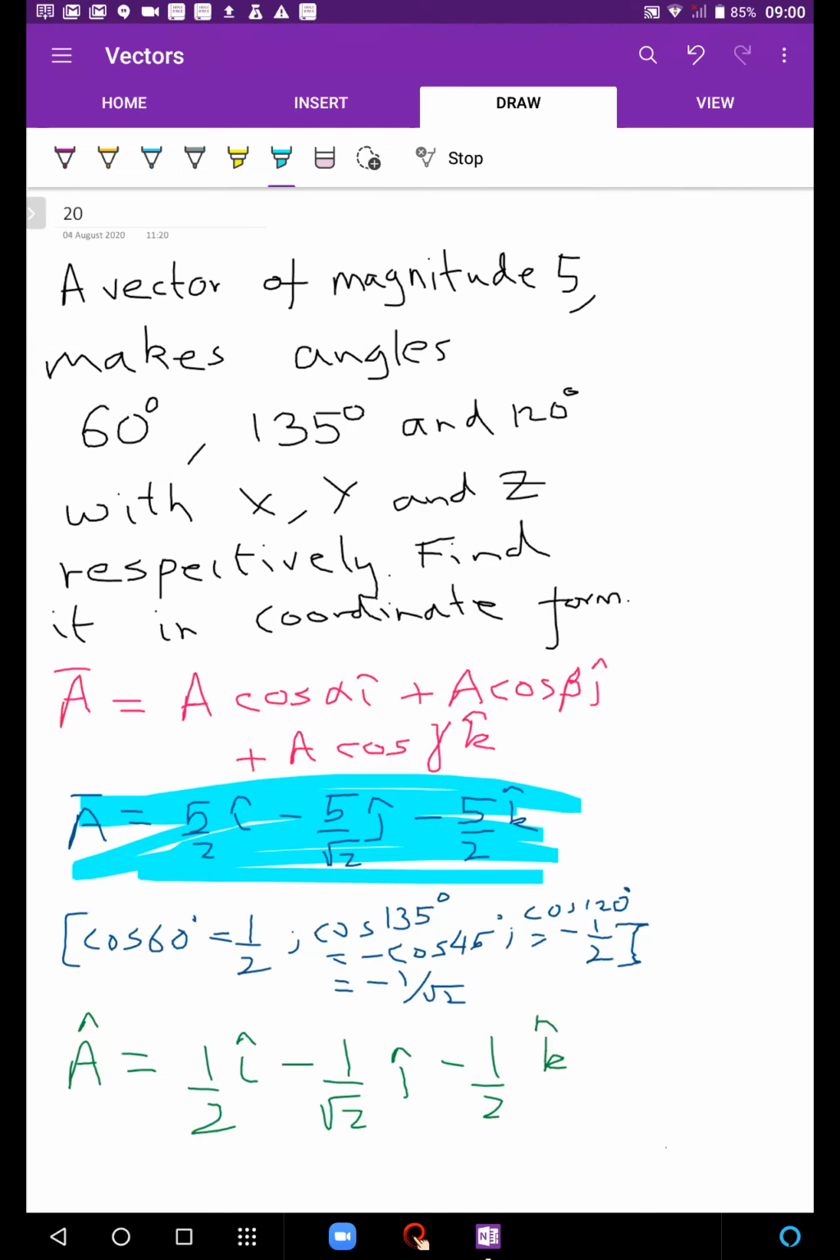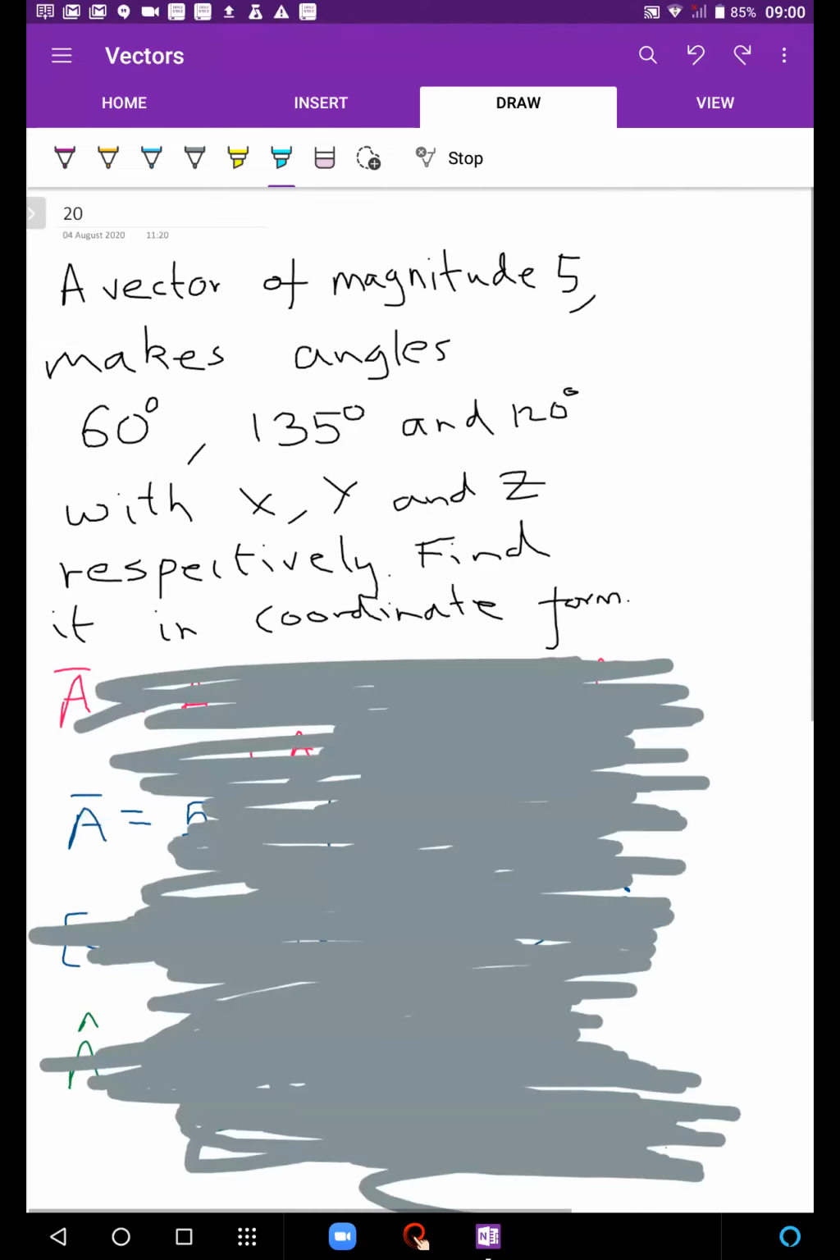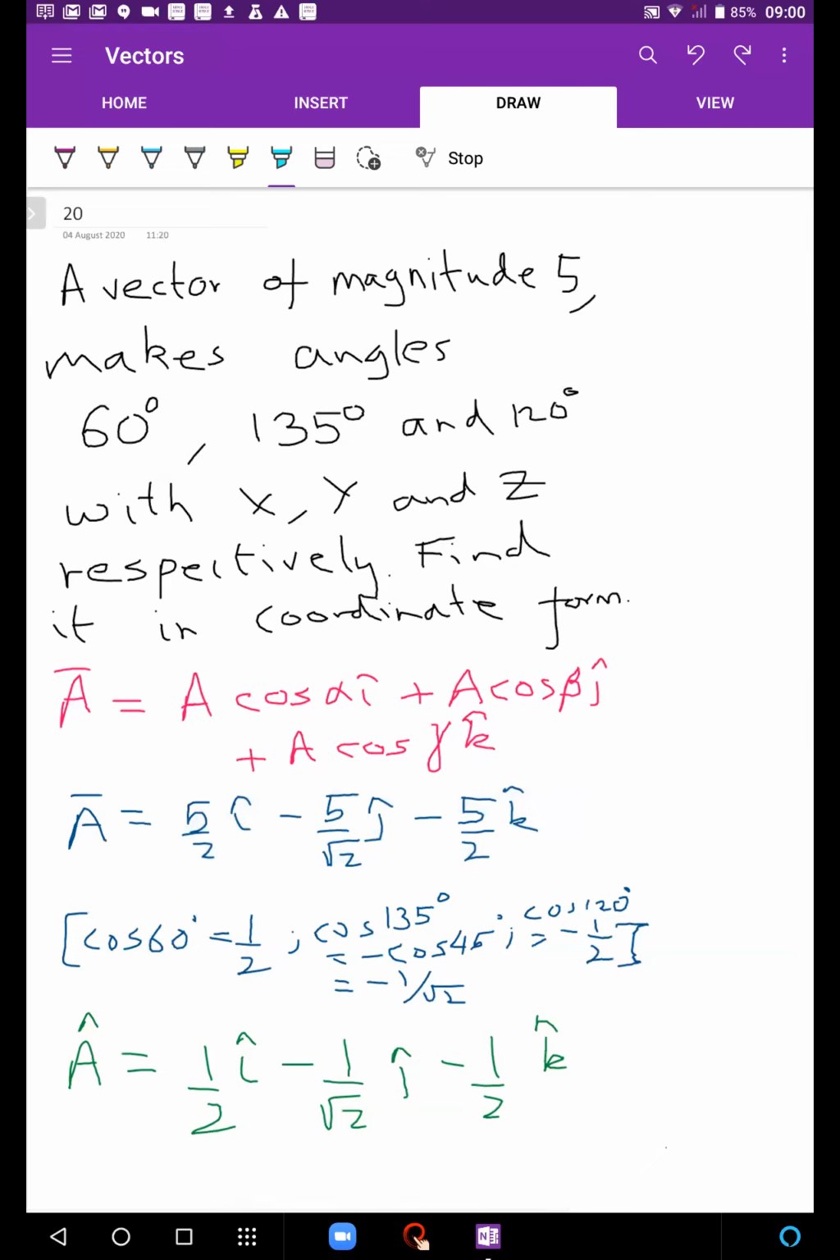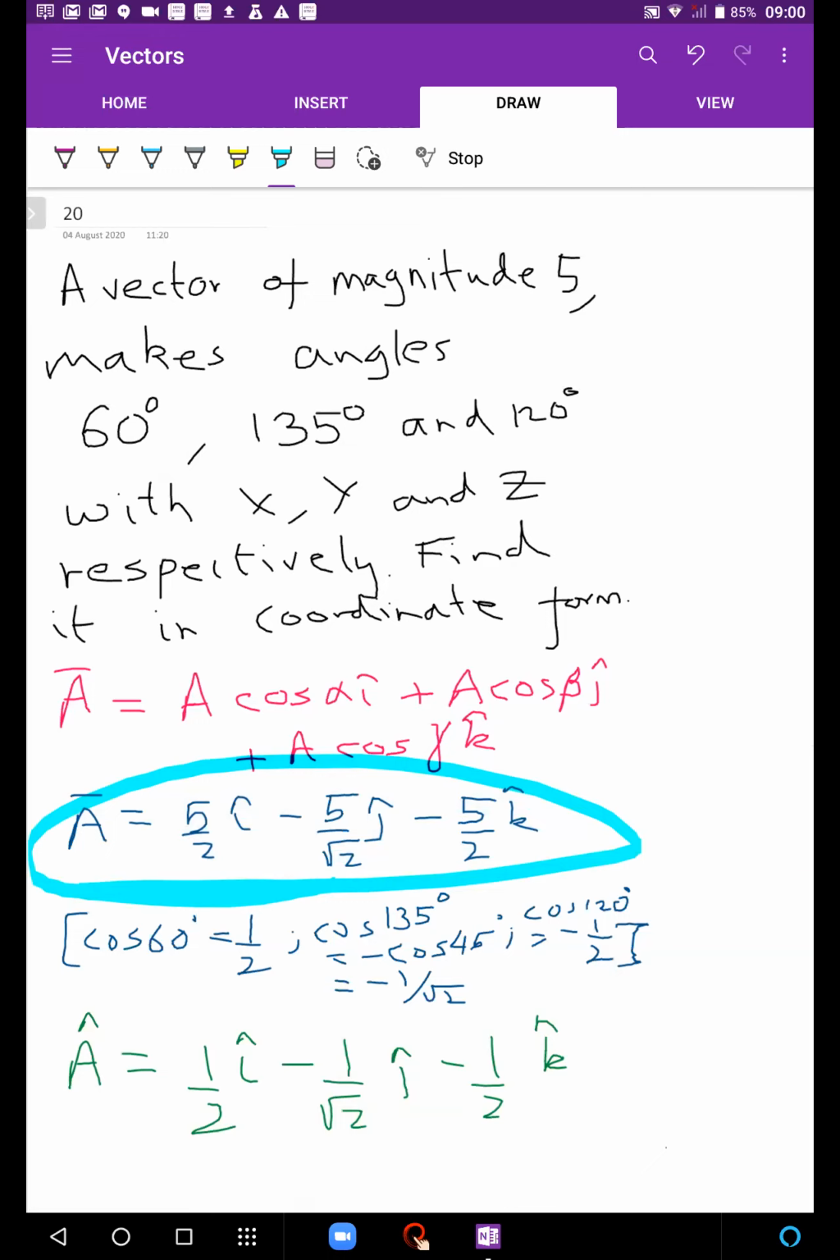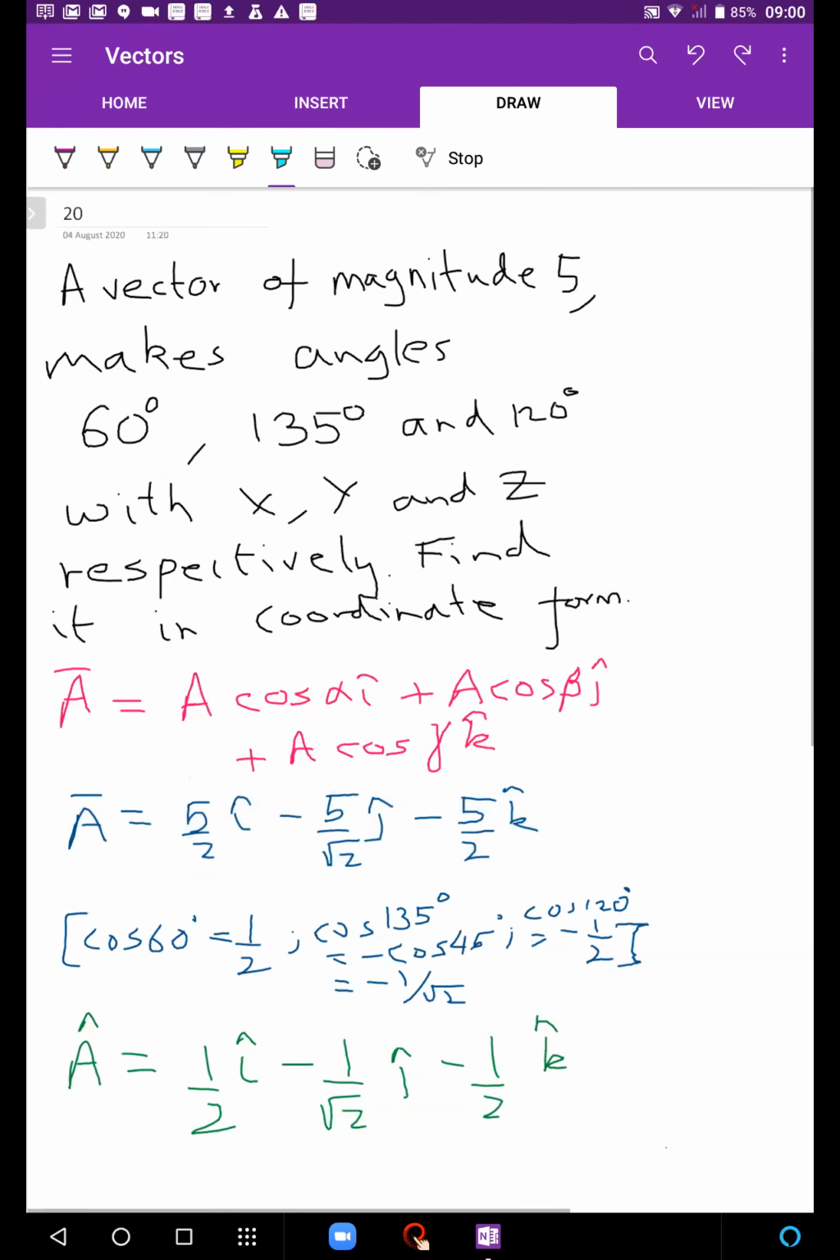Okay. Then please explain the second line. हाँ, A is 5. A is 5. And cos alpha is 60. So cos 60 is half. So it becomes 5 by 2, 5 into half, I cap. Again, just substituting the values.